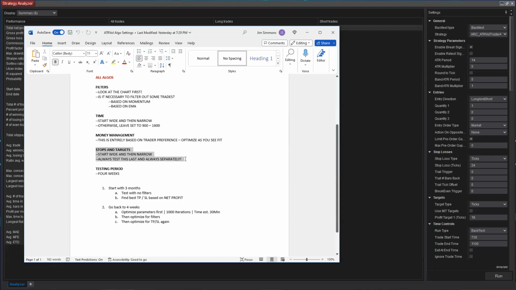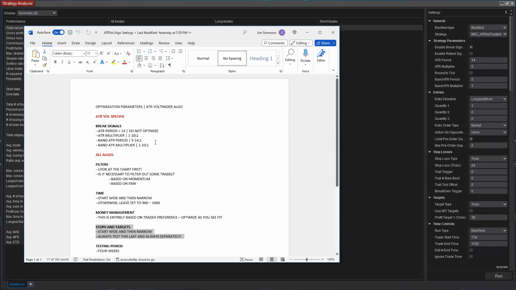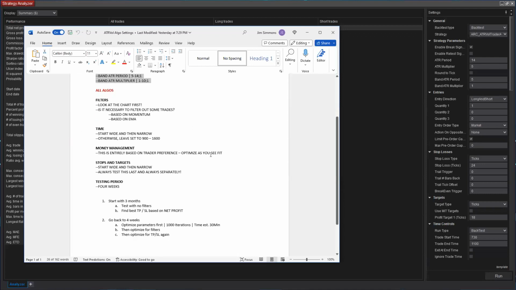Stops and targets. Start wide and then narrow. You notice a theme here. Why would you do this? And always test this last, always separately from anything else you test. Because if you're testing stops and targets and all of this stuff, it's going to take you like 12 hours to run a test. And then what you're going to end up with is something so fine-tuned that you run it the next week and it's garbage, because it's based on the times that you were testing it on, not based on real life scenarios. So don't over optimize is the name of the game.